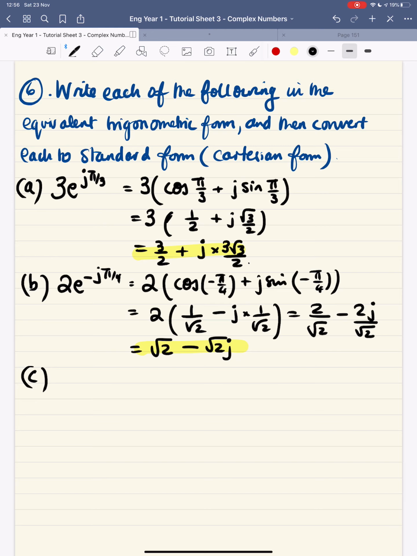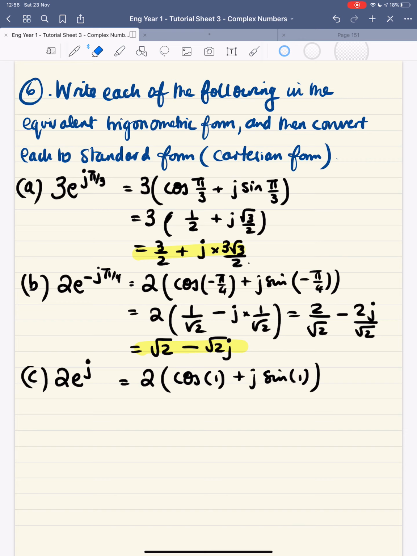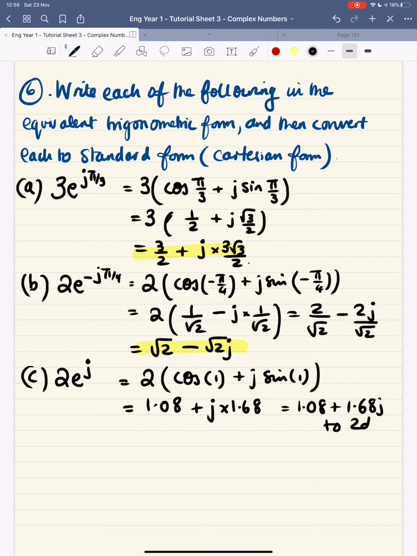C is 2e to the j. So it's 2 cos 1 plus j sine 1. So calculator in radians, 2 cos of 1 is 1.08, and then 2 times the sine of 1 is 1.68, plus j times 1.68. So right, there's 1.08 plus 1.68j, both to 2 decimal places.